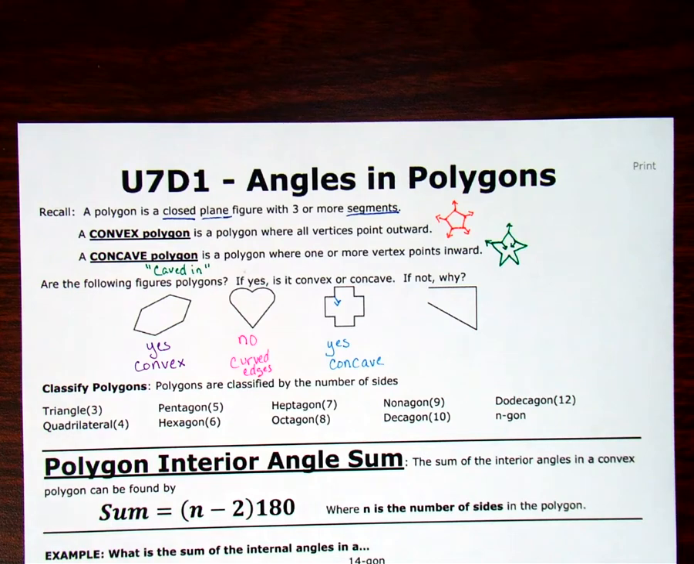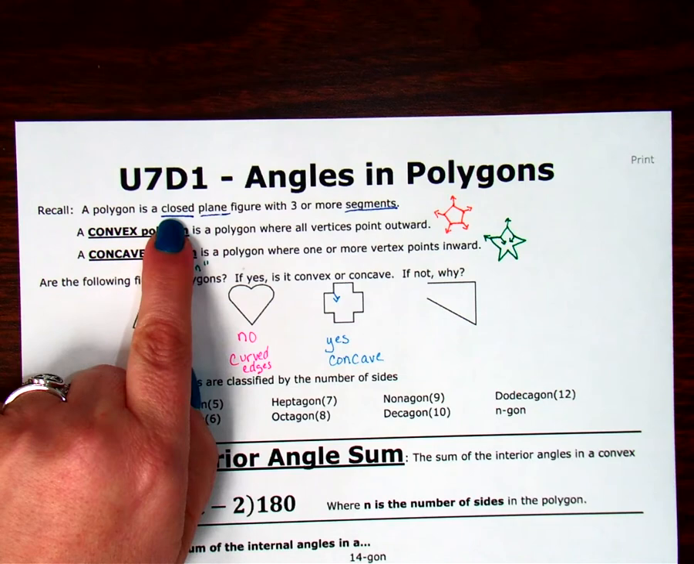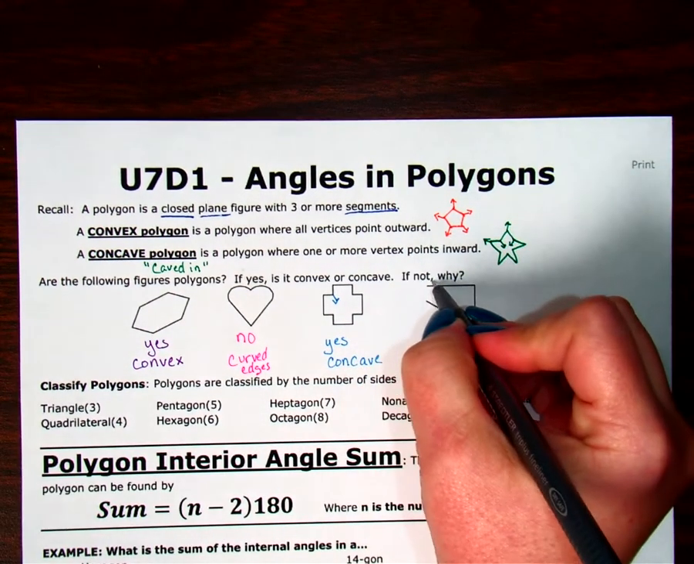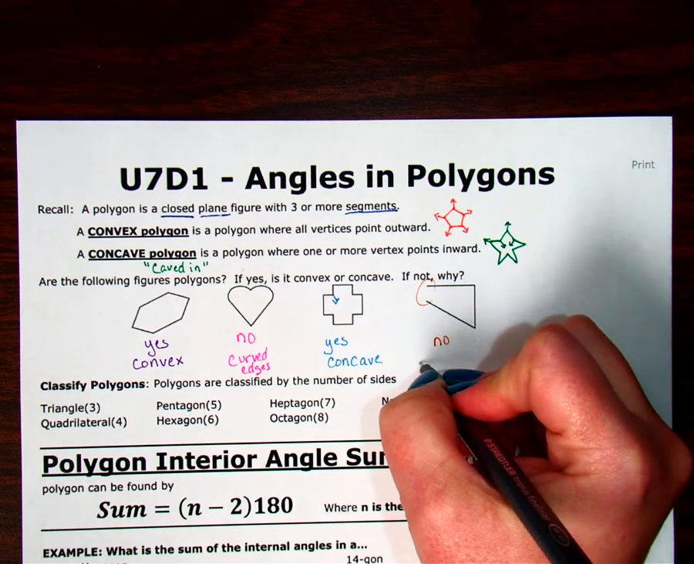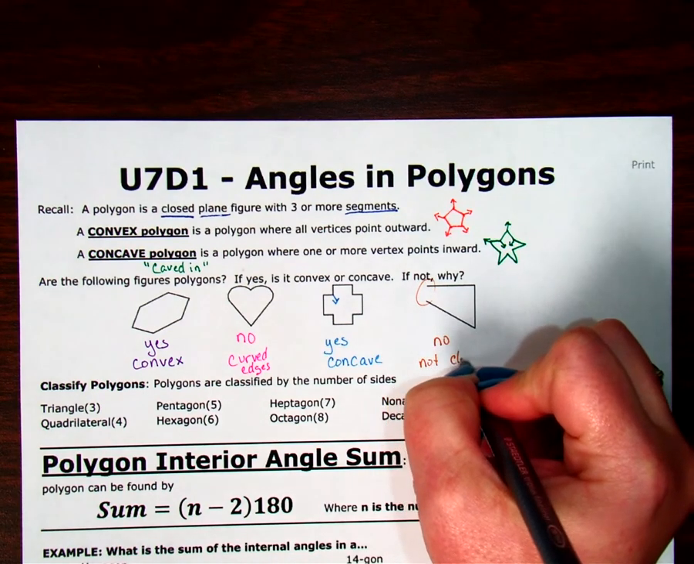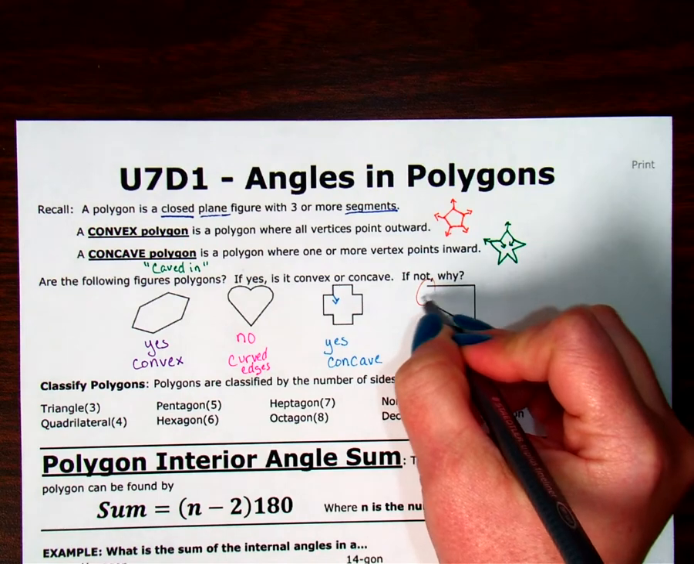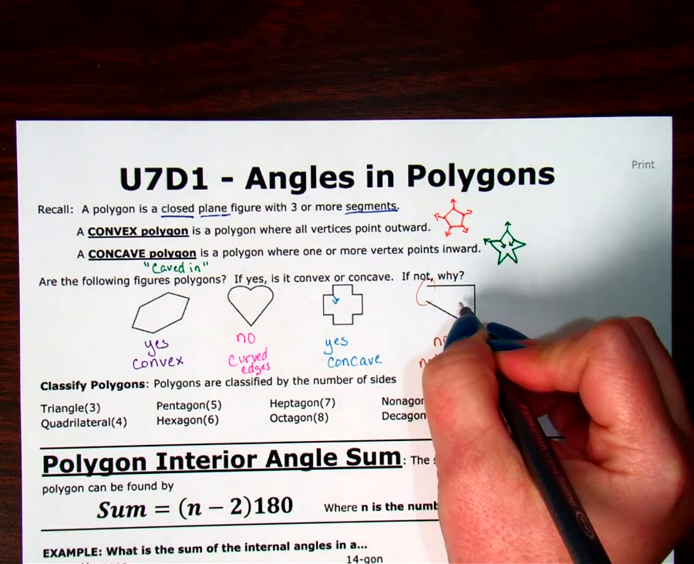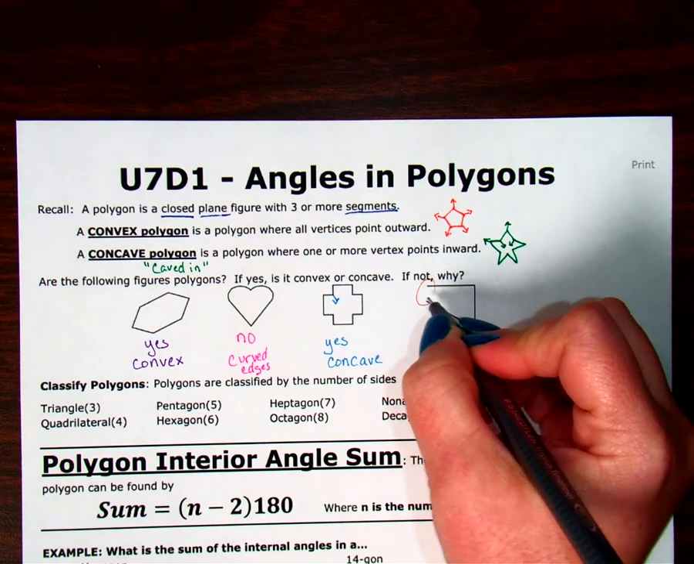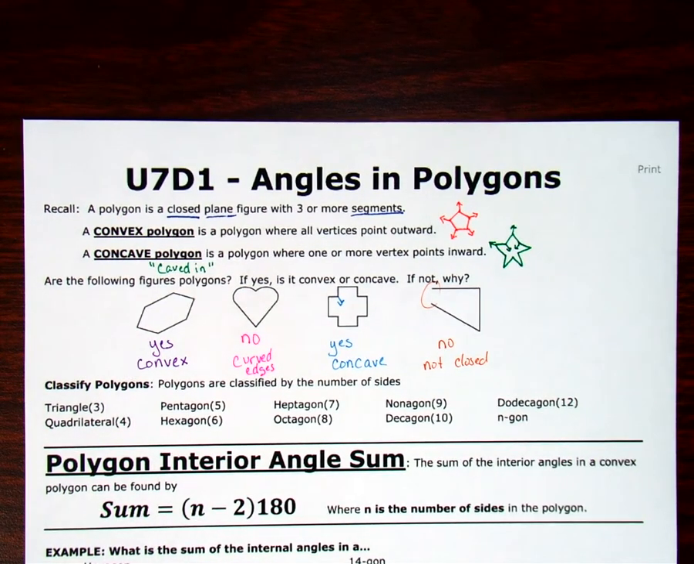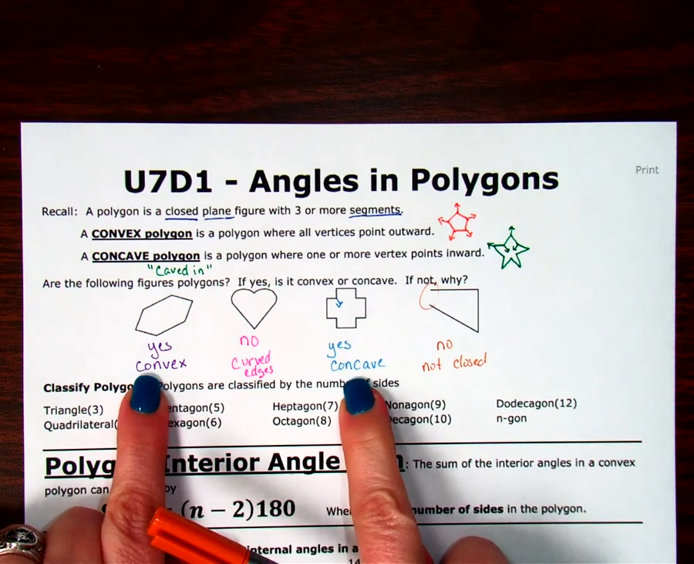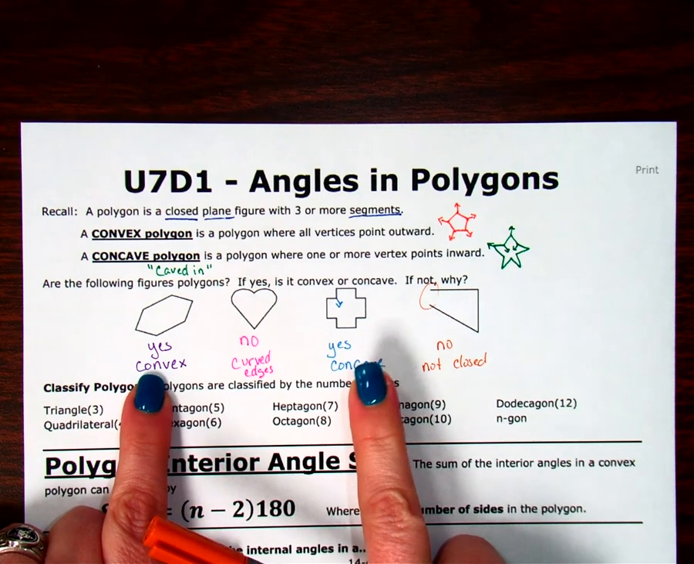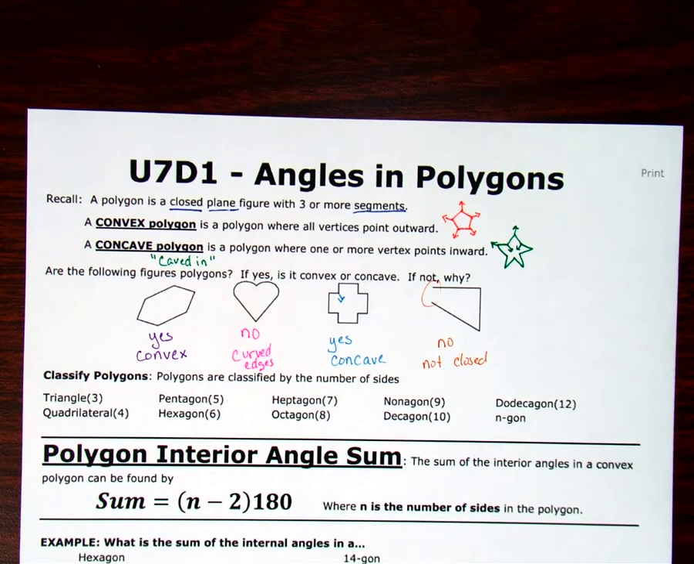And then the last one that I have here, this image, it fails immediately, right? Because it has to be closed, and I can see I have this opening right here. So we're going to say no because it is not closed. It needs to be fenced in, right? It can't have an opening in the sides. So these 2 are not polygons. And these 2 are polygons. One is convex and one is concave.